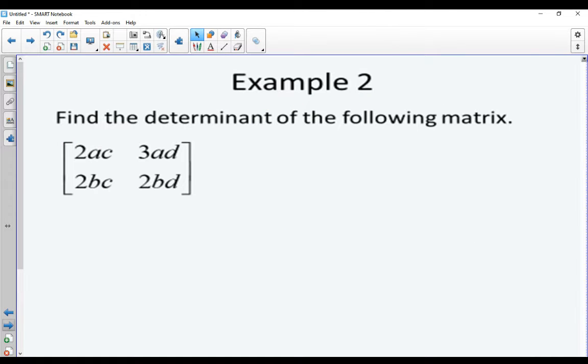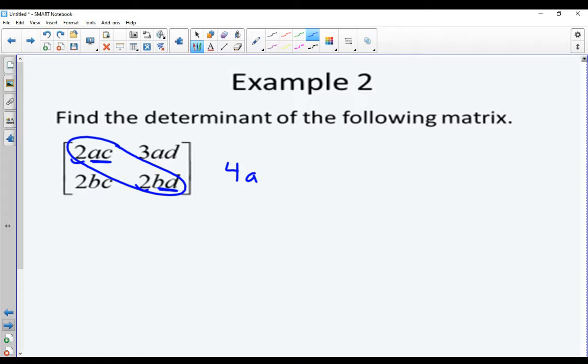The next one, we'll still do the determinant. It just looks a little weird. Let's do the downwards diagonal first. Now, the way this is going to work is you're going to multiply the numbers first to get 4. Then you'll need to multiply the letters together, which if you multiply those letters together, that will just get you A, B, C, D. And that's how you do the downwards diagonal.